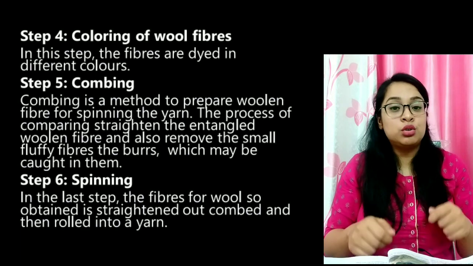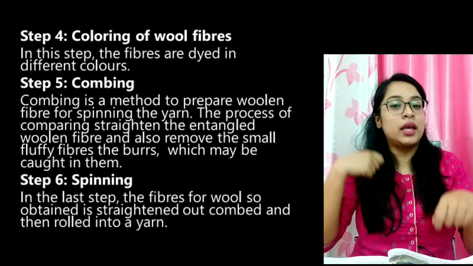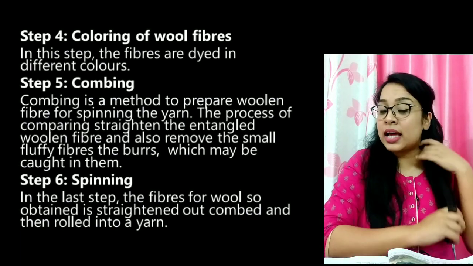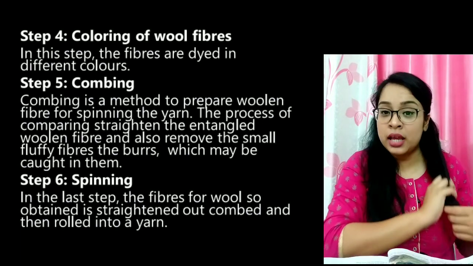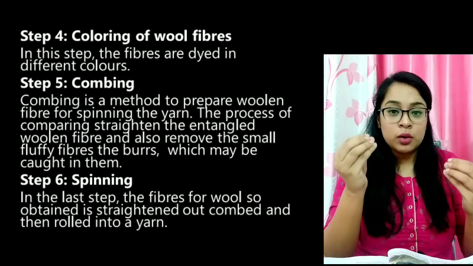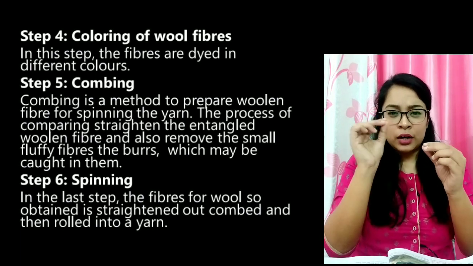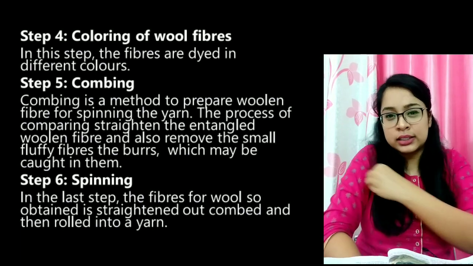Then comes combing. Combing means, whenever I am combing my hair, if the hairs are entangled, then they become straight. Next, there are some burrs. Now what are burrs? If you wear some woolen clothes, sometimes a round thing comes out in the woolly things.